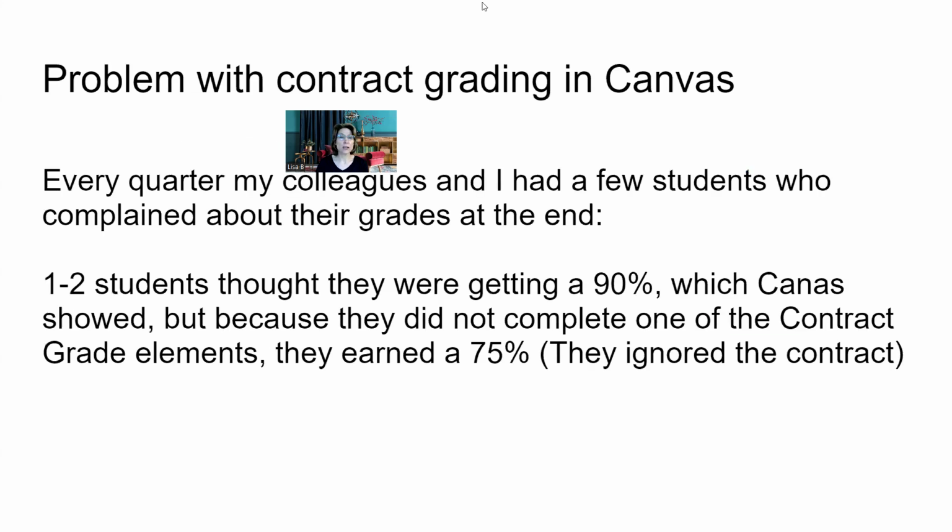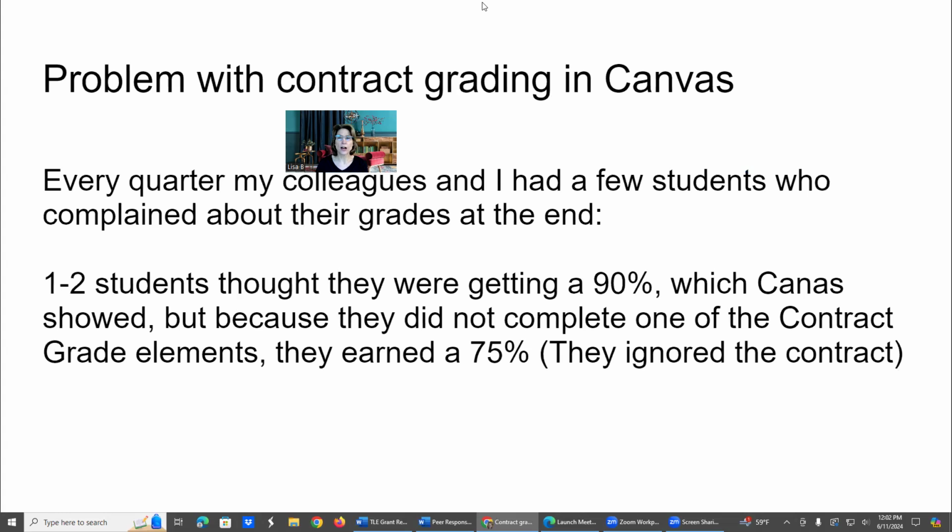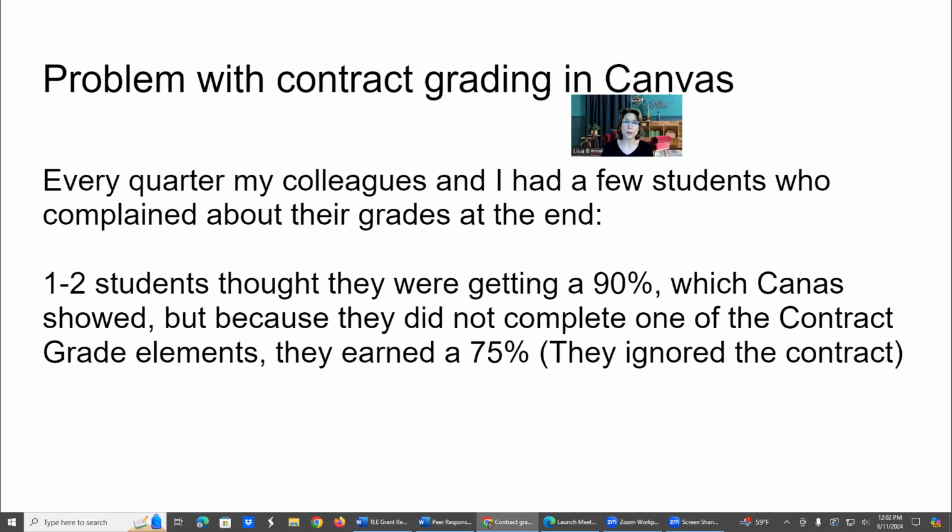The problem that my colleagues and I have faced is that every quarter, there's just a few students that complain that their grades at the end don't match the grade that Canvas had suggested they were getting. They thought, oh, Canvas showed I was getting a 90% because they didn't complete one of the contract grade elements. The contract grade is in your syllabus, you share it during the quarter, you say students have to meet certain requirements, but Canvas is just tracking what they've done so far. So at the end, when they earn that 75% on their contract grade, they come to you and say, but I thought I was getting a 90%, which is what Canvas said.